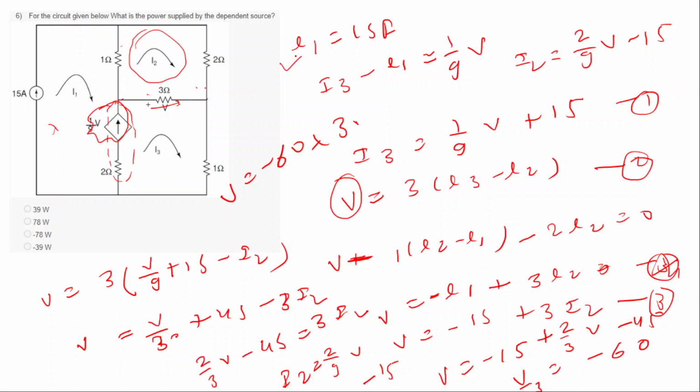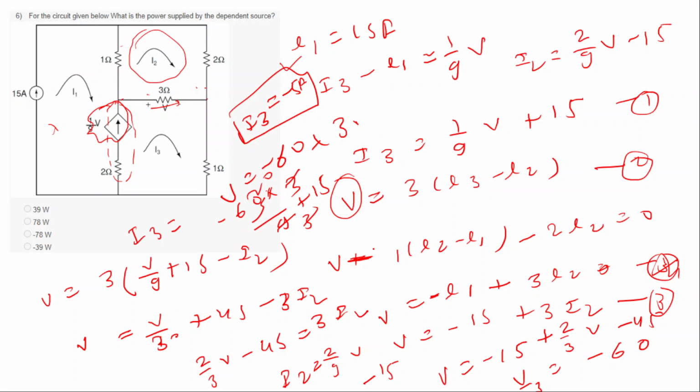Okay, so now we can calculate. The I1 we already know, and I3 we can calculate if we put the value of V. So what will be the I3 if we put here? So I3 will be equal to, if we put this minus 60 multiplied by 3 by 9 plus 15. Okay, so this 3 got cancelled, 3 is 20. So I3 will be equal to minus 5 ampere. Okay, so this is our minus 5, and I1 we have 15.